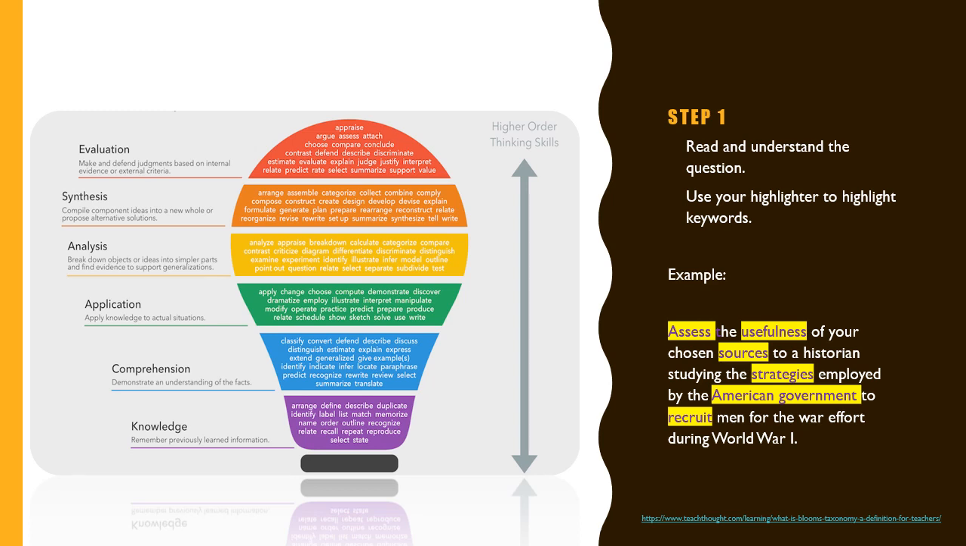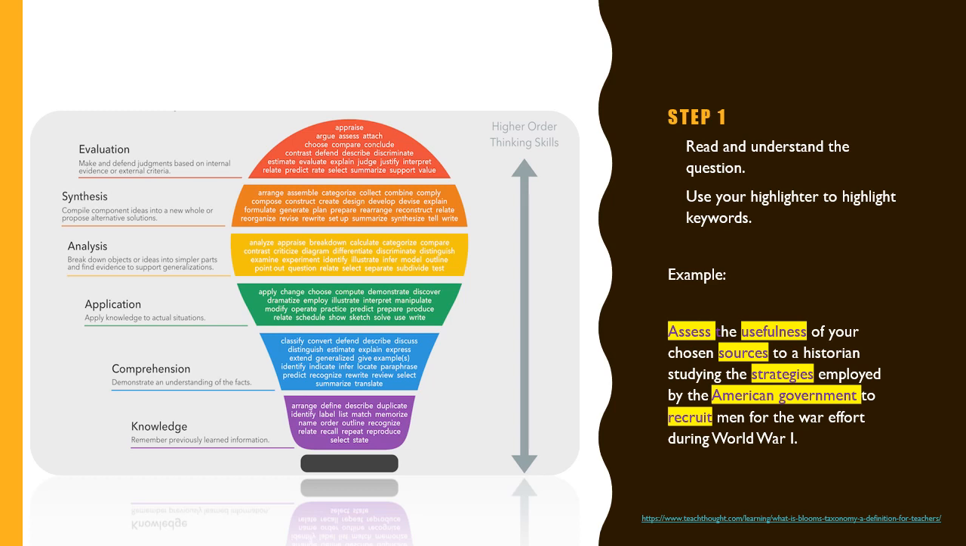So step 1, if you are faced with an extended response question, what you should do at the beginning is read and understand the question. You can use your highlighter to highlight key words. For example, if you get the question, assess the usefulness of your chosen sources to a historian studying the strategies employed by the American government to recruit men for the war effort during World War I, you should highlight words such as assess, usefulness, source, strategies, American government, and recruit, just so you know what you are scanning the source for.